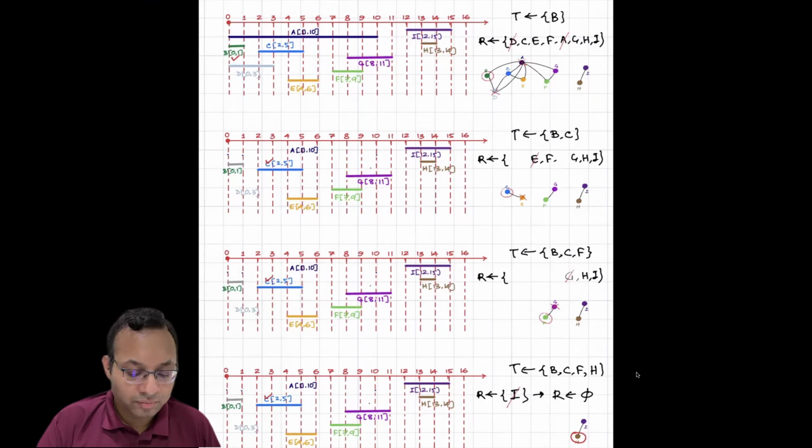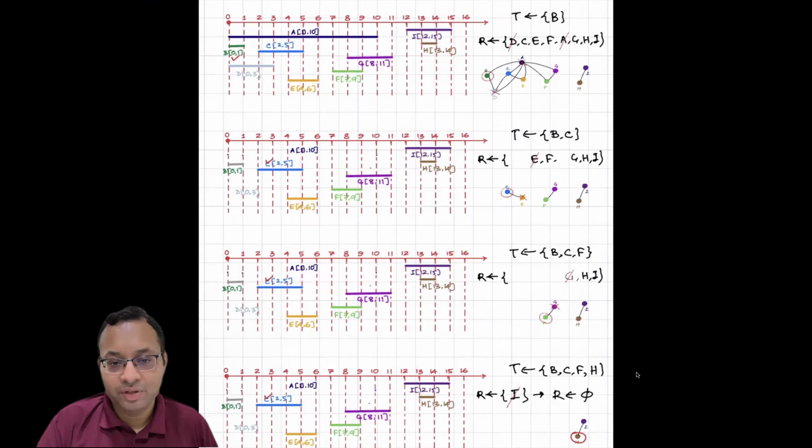Then R has only C, E, F, G, H, I. Among them, C is the first one, so we select C. And then C has overlap with E. Other jobs are removed already. So among all the jobs which are present in R, it has overlap with E. So I'll remove E, and I'll be left with F, G, H, I.